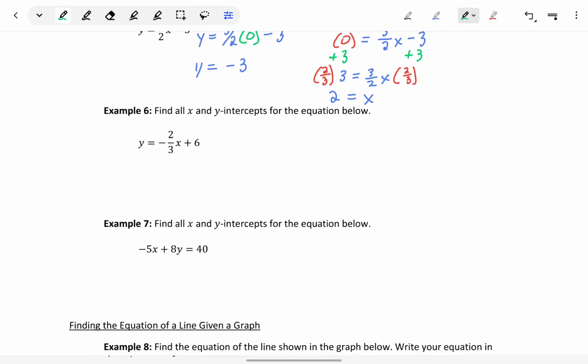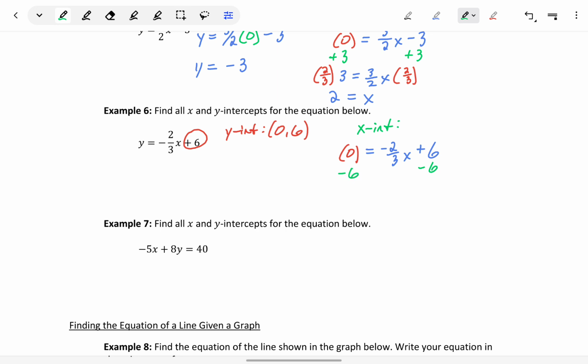In example 6, we have another problem that's given to us in slope-intercept form. We can identify that y-intercept very easily by looking at that value for b, and we know that our y-intercept would occur at (0, 6). But then to find the x-intercept, we would need to substitute in 0 for the other variable, so we would plug in 0 for y. That will be equal to -2/3 x plus 6.